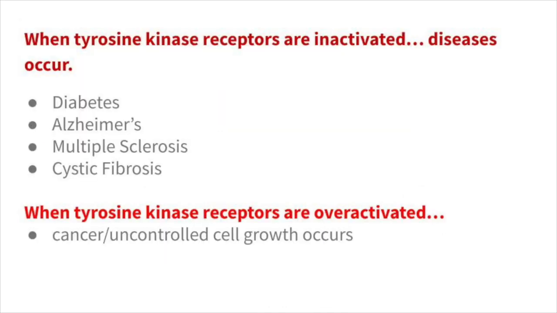All cell signaling pathways are extremely important to life. Regarding tyrosine kinase receptors, when they're inactivated, diseases such as diabetes, Alzheimer's, and cystic fibrosis occur. When the tyrosine kinase receptors are overactivated, diseases like cancer can occur, where cells are growing uncontrollably.